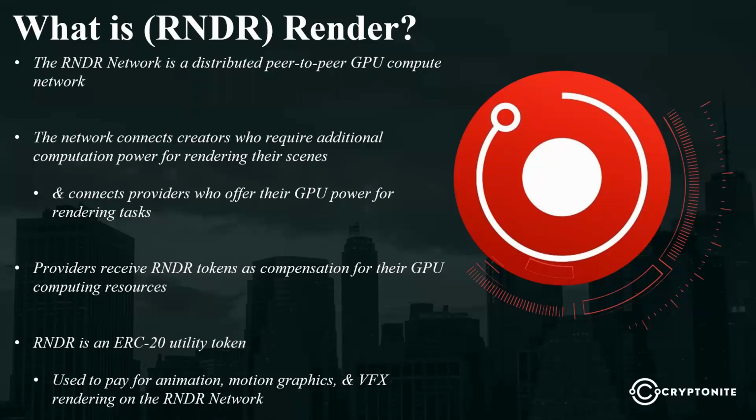So today we are going to talk about Render, RNDR. So what's Render, Colton? Yeah, so at the end of the day, Render is a distributed peer-to-peer GPU compute network. The network connects creators who require additional computation power for rendering their scenes, and connects providers who offer their GPU power for rendering tasks. Providers receive RNDR tokens as compensation for their GPU computing resources. Render is an ERC20 utility token. It is used to pay for animation, motion graphics, and VFX rendering on the Render network.